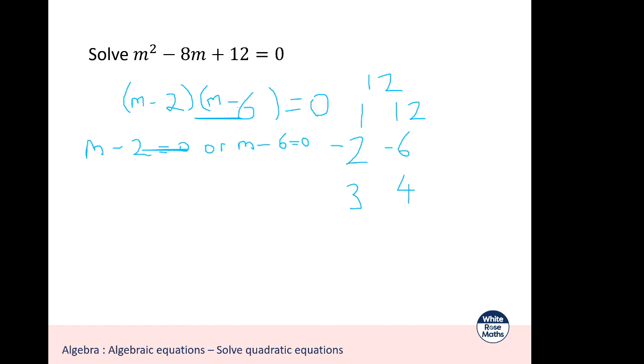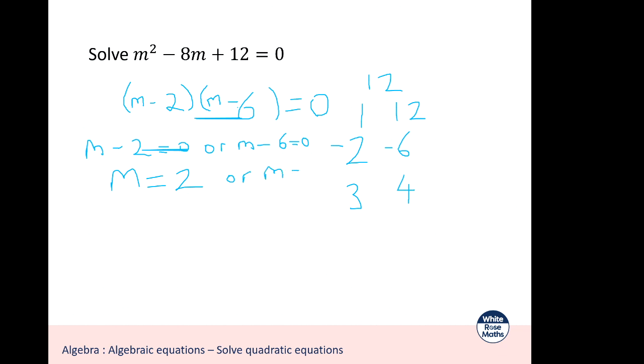The numbers you do actually have to multiply and add to make certain numbers. Yes, Lisa, that is right. So you want two numbers that add to make the middle term of my equation, so add to make minus 8 and times to make minus 12. So the solutions are m equals 2, or m equals 6. And they are your two solutions to the quadratic equation.